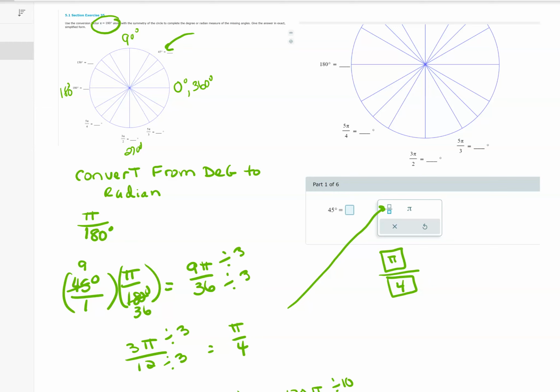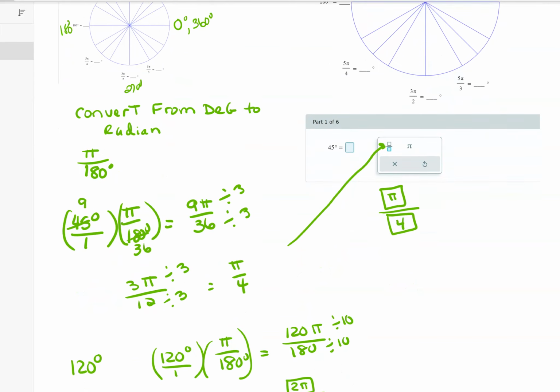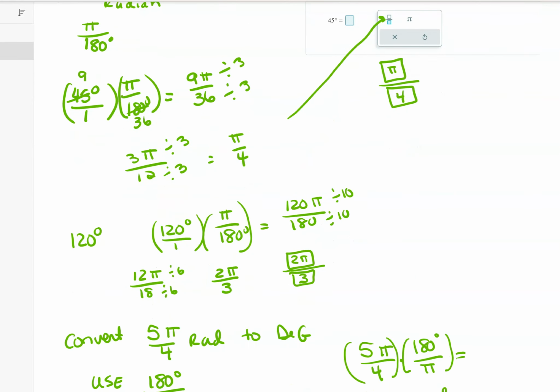So if you look over here, 45 degrees, they give you these two little boxes with this little pi. That just means they want the answer in radians. It doesn't mean that's the pi you have to put in for the box. So in the top box, you're going to put in a pi, and on the bottom box, you'll put in the 4. Okay, let's look at the next one.